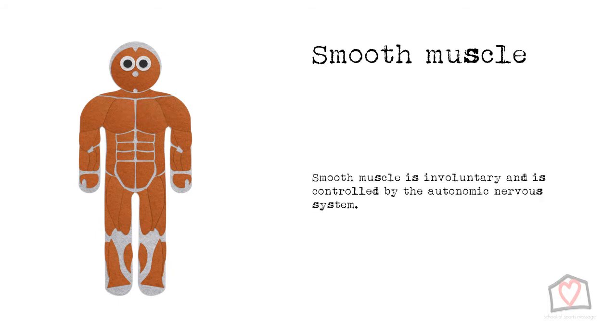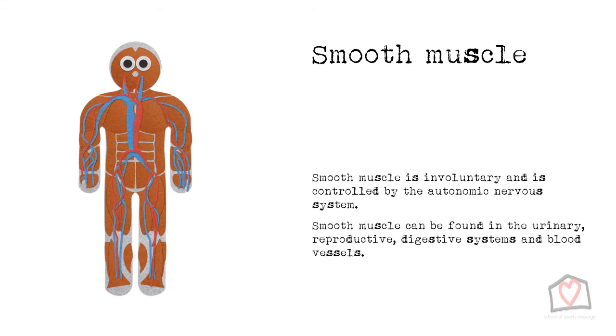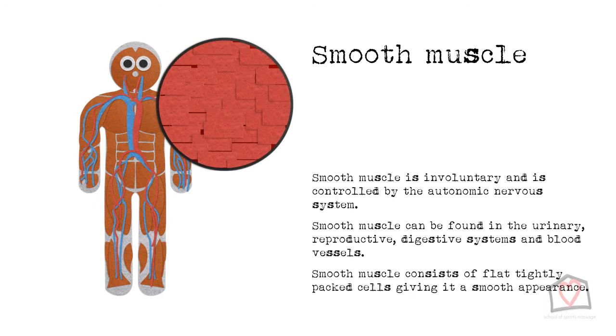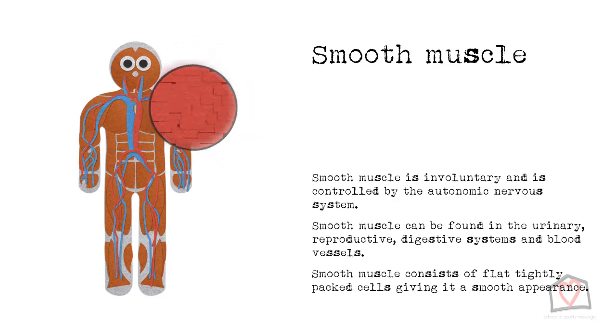Smooth muscle, again, is involuntary and is controlled by the autonomic nervous system. It makes up all the pipework of the body and can be found in the urinary, reproductive and digestive systems, as well as blood vessels. Rather than the striated tissue cells found in the other 2 muscle types, these are flat, tightly packed cells, giving it its smooth appearance.